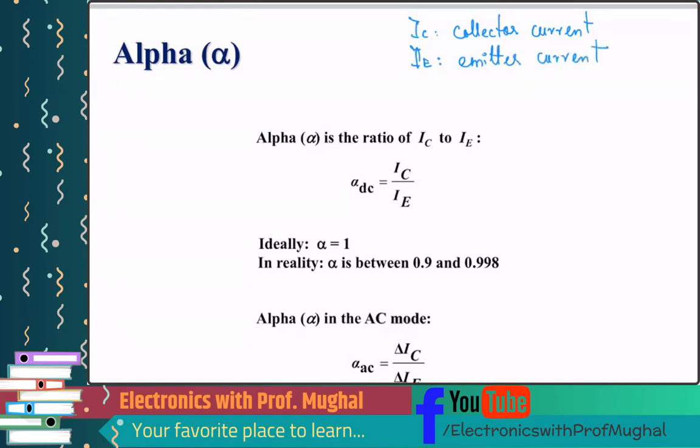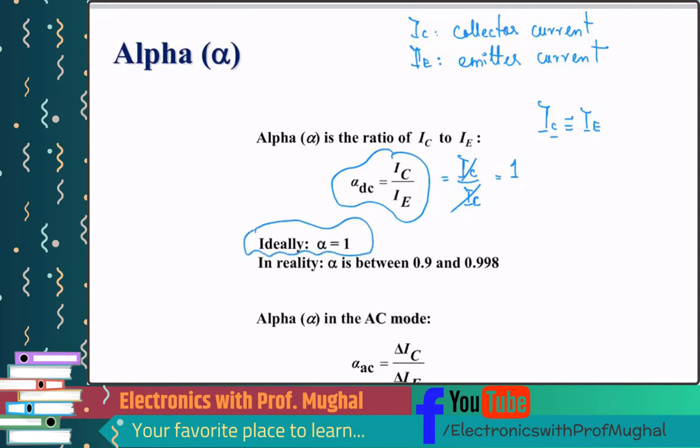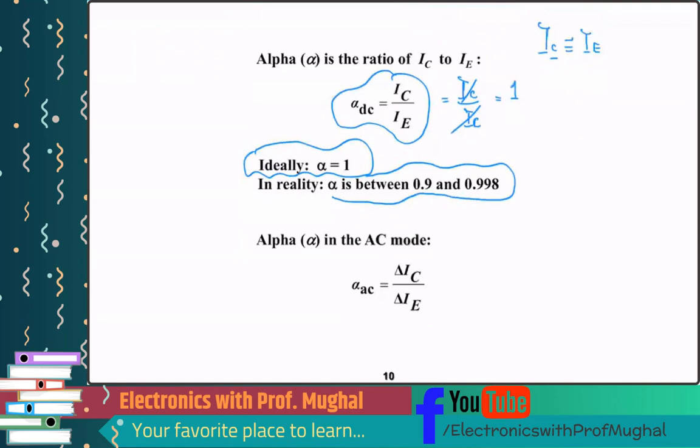Okay, alpha is going to be the ratio of IC over IE. Because we know that IC is approximately equal to IE, IC and IE cancel out and I get 1. So ideally, alpha is going to be 1, but in reality, it is going to be 0.9 to 0.998. Very close to 1, so something to remember.